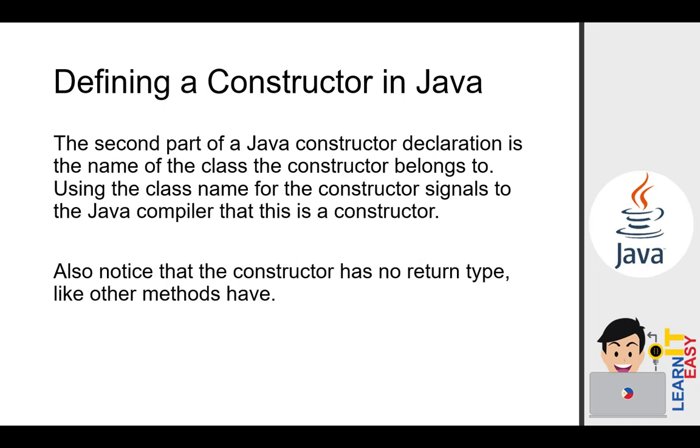object. The second part of a Java Constructor declaration is the name of the class the constructor belongs to. Using the class name for the constructor signals to the Java compiler that this is a constructor. So sinabi ko na yan kanina. Ang pinakamadaling technique kapag gumagawa tayo ng isang constructor is that a constructor will take the name of the class. So kung ang class name mo ay car, then ang constructor name mo will be also car.